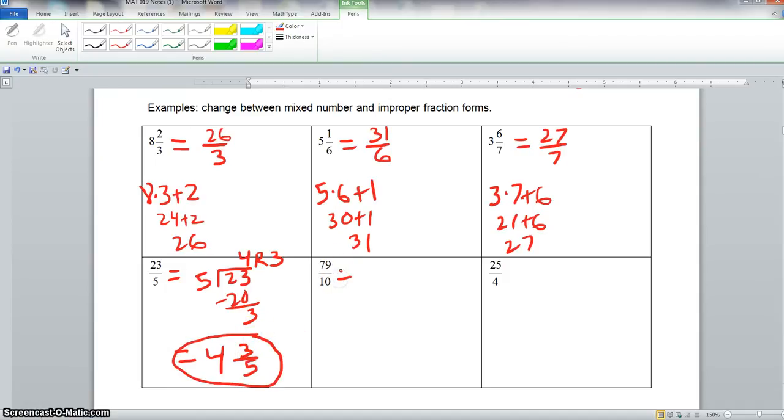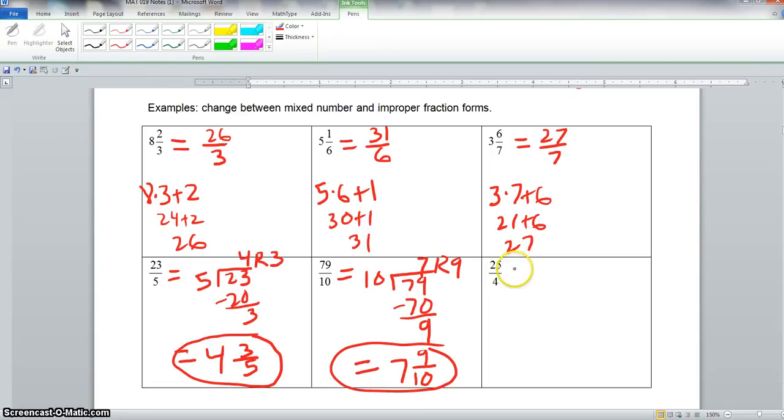Now, we would take 10 into 79. 10 goes into 79 7 times. 7 times 10 is 70. 79 minus 70 is 9. So we have a remainder of 9. So now we'll write our final answer. The whole number is 7. Our denominator remains 10. And our numerator is the remainder.